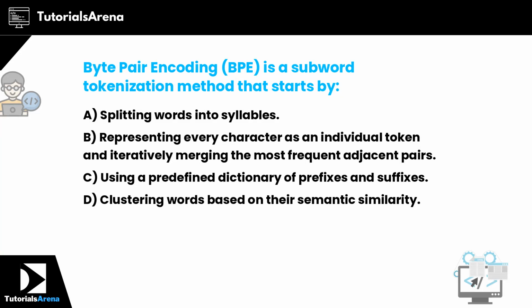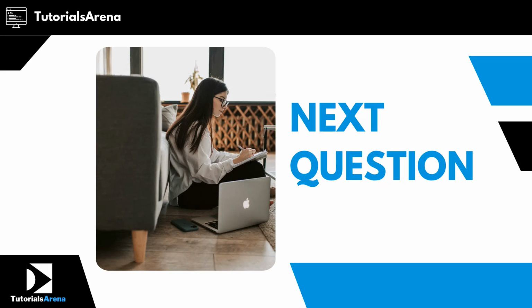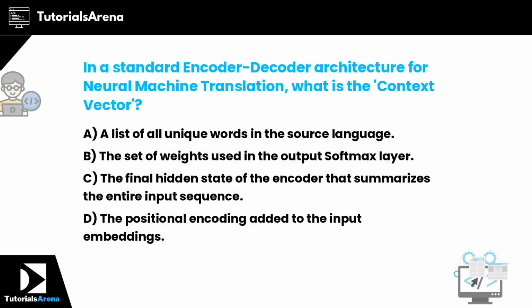Byte pair encoding, BPE, is a sub-word tokenization method that starts by... The correct answer is option B, representing every character as an individual token and iteratively merging the most frequent adjacent pairs.